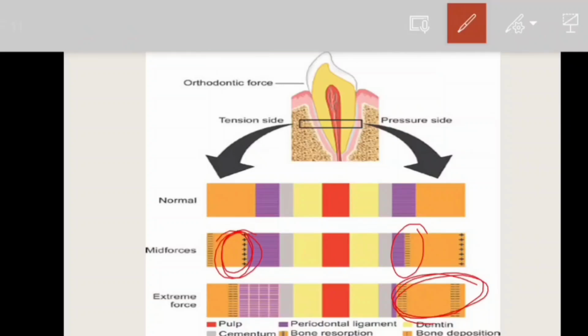Okay, so that is a complete explanation of the biology of tooth movement. If you are preparing for the BDS exam, make sure you remember: pressure side means osteoclast plus frontal resorption, and tension side means osteoblast plus bone formation. So these two lines alone can help you answer many viva questions.